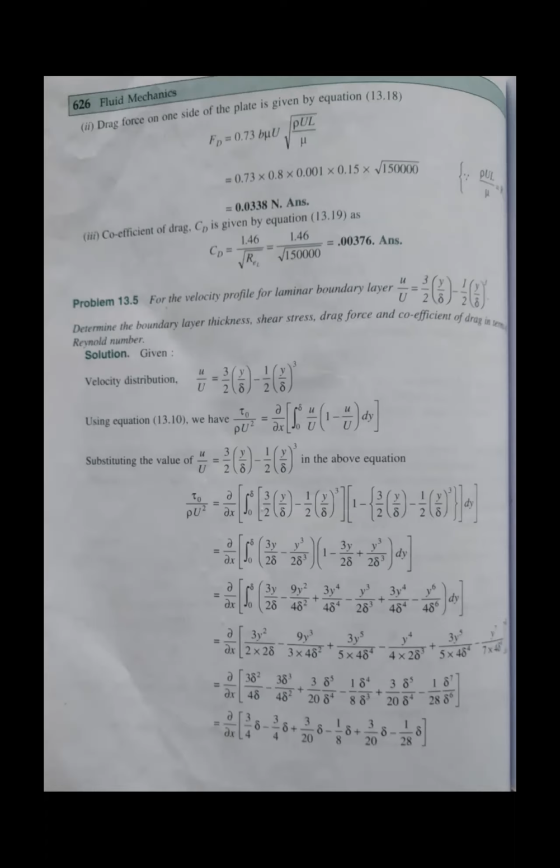A velocity profile, small u by capital U is equal to 3 by 2 into y by delta minus 1 by 2 into y by delta whole cube, which is the standard laminar boundary layer velocity profile. And for this velocity profile, you have to calculate the thickness of the boundary layer, shear stress, drag force, and coefficient of drag in terms of Reynolds number.